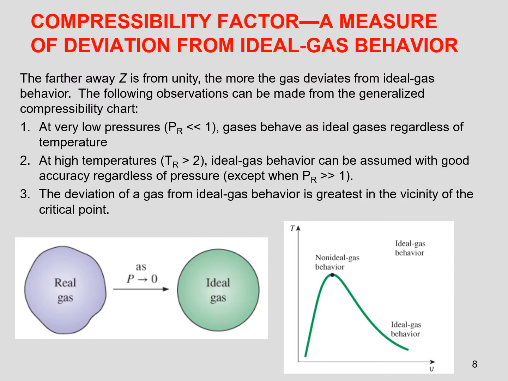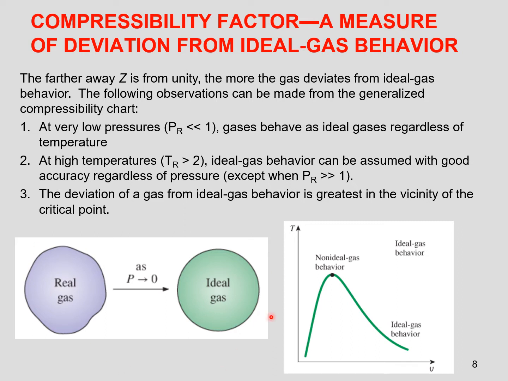The further away Z is from unity, the more the gas deviates from ideal gas behavior. The following observations can be made from the generalized compressibility chart. At very low pressures, gases behave as ideal gas regardless of the temperature. At very high temperatures, ideal gas behavior can be assumed with good accuracy regardless of the pressure, except when the reduced pressure is much, much bigger than 1. The deviation of a gas from ideal gas behavior is greatest in the vicinity of the critical point.